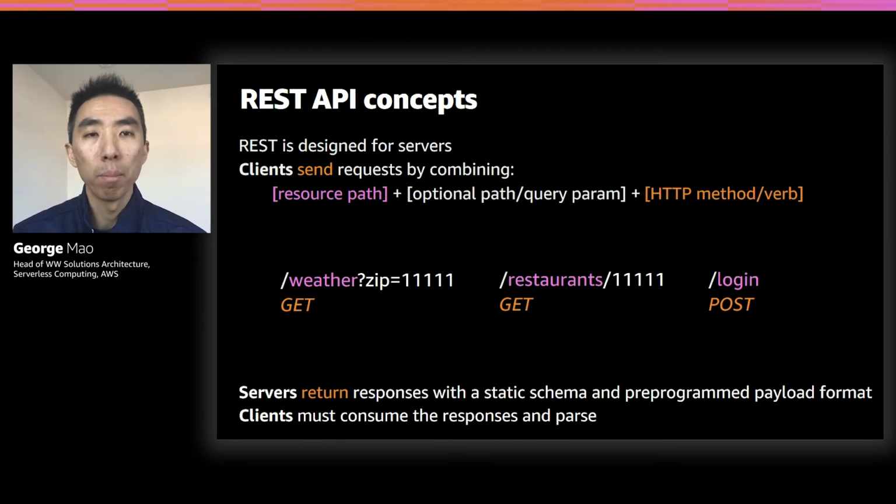I could also use a path parameter. So in the second example, in the middle, we have /restaurants and providing that parameter using an optional path of 11111. So servers basically return responses with a static schema, and it's pre-programmed, and the payload format is static. So clients must consume that response and then parse it for the details that they need.